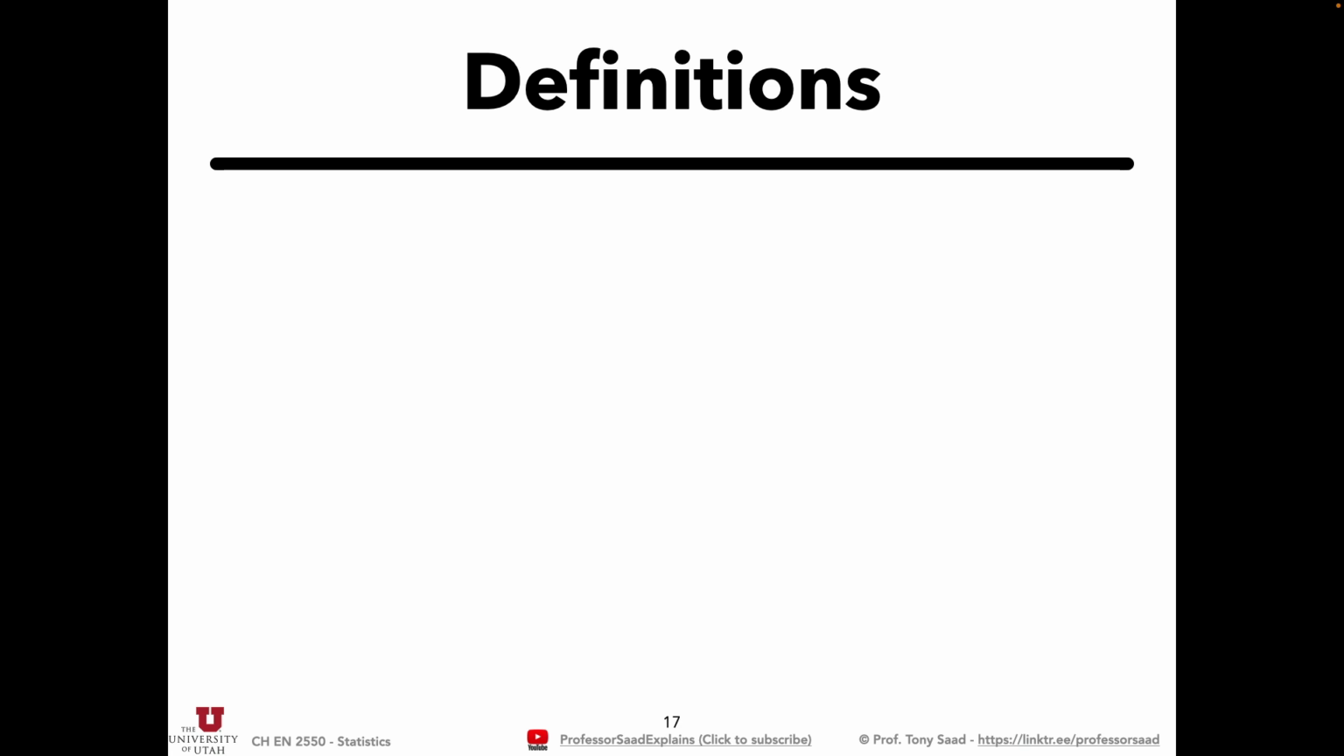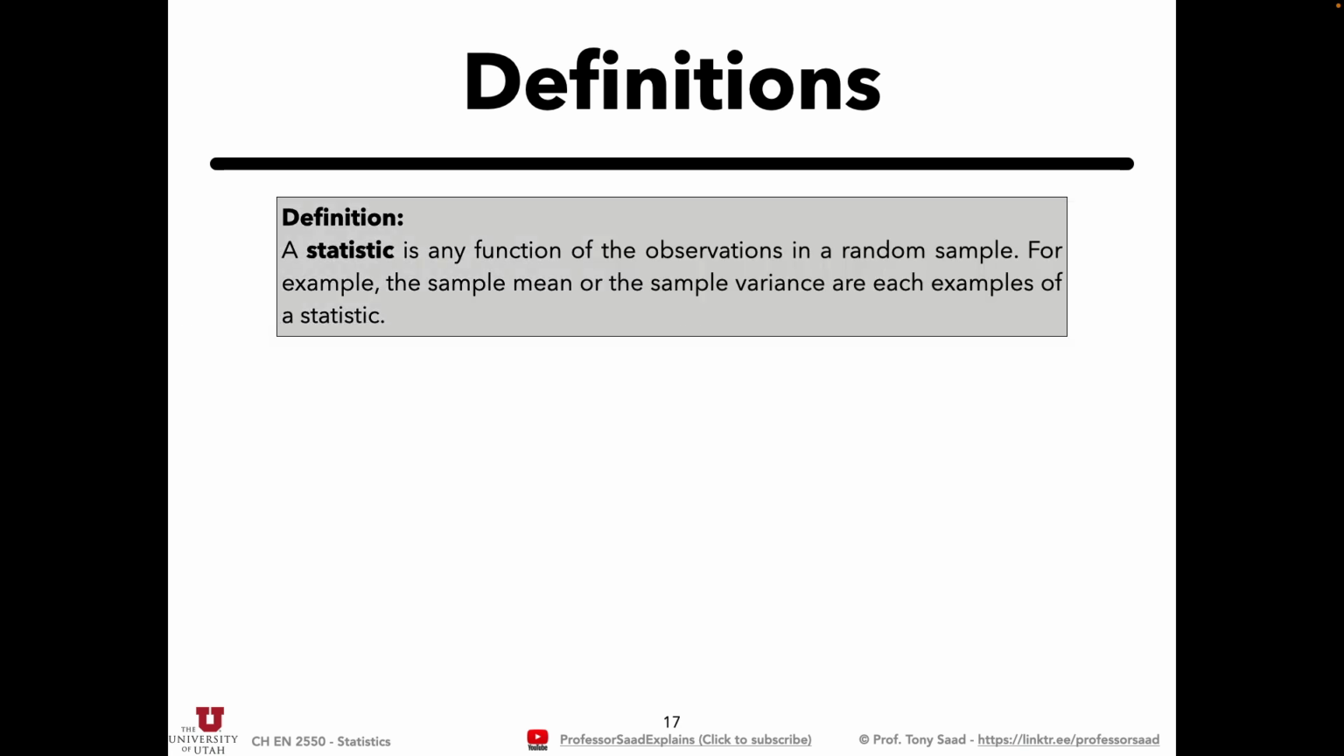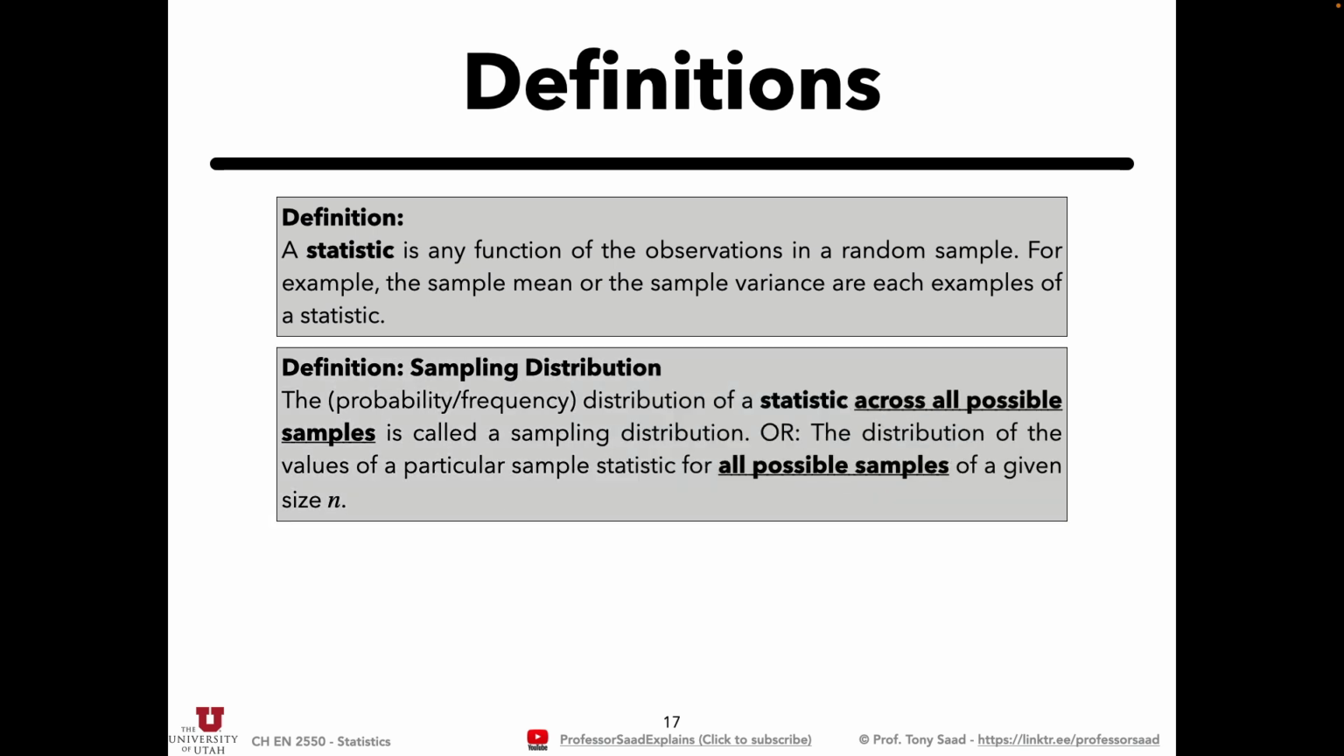More definitions. Remember from the first few lectures, a statistic is any function of the observations in the random sample. It could be the mean. The mean is a statistic of a sample, and a property of the population as well. For the population, we call it a property; for the sample, we call it a statistic. The mean, the variance, the standard deviation, the expected value of some h of x, those are all statistics of a sample. Here's where we start getting into inference.